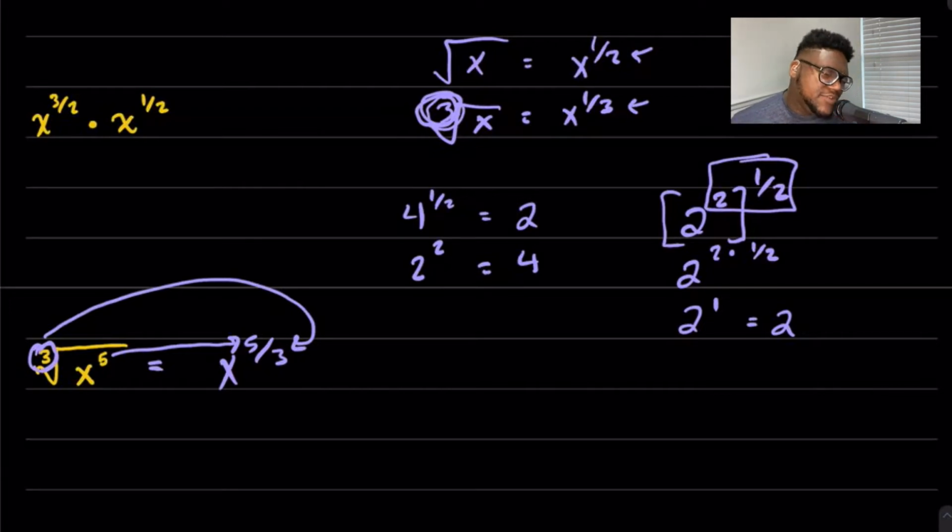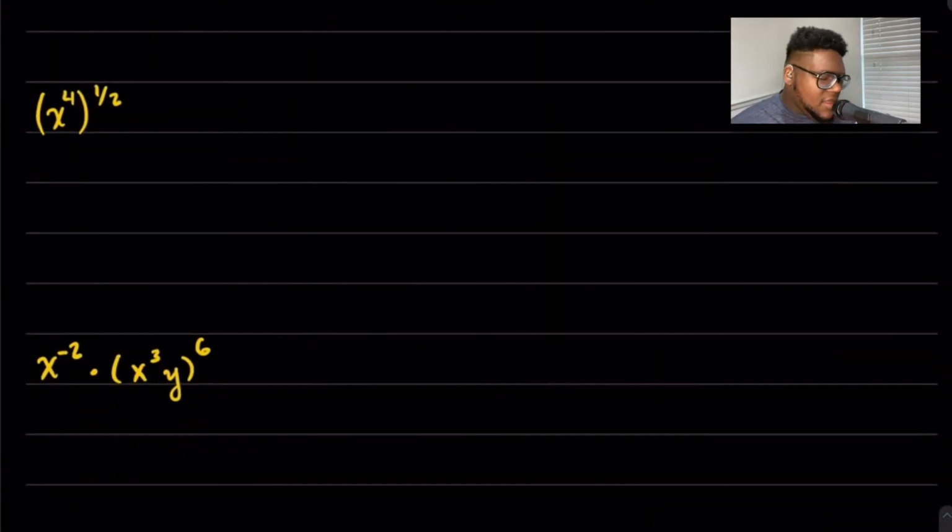But the same rules apply. So once again, if you're multiplying two things with the same base, you can just add those two together. So you end up with x to 3/2 plus 1/2. This gives you x to the 4/2, which gives you x squared. So still not too bad. All right, I'm gonna give you a minute. I want you to try to do this one on your own.